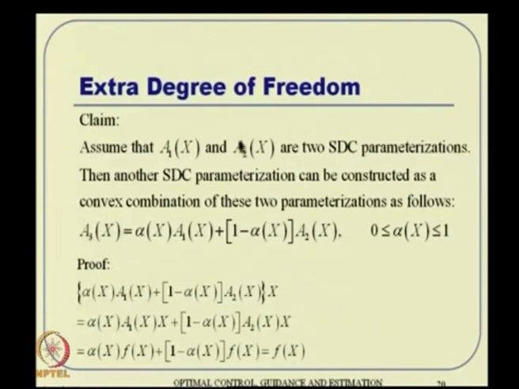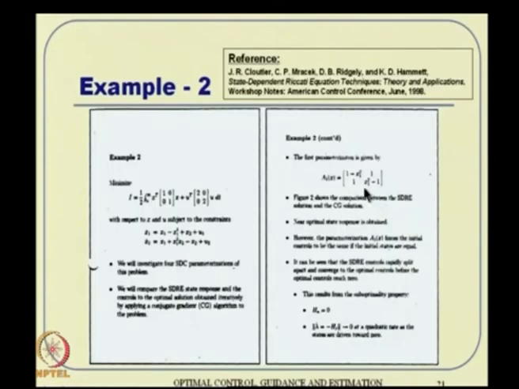In other words, if you know A1 and A2, then you can always construct an A3 like this. Alpha becomes an additional tuning quantity, so it gives us some sort of additional freedom. This alpha can be tuned through some sort of optimization procedure offline. You need not fix it online; you can do it offline, construct an A3 out of A1 and A2, and then operate your SDRE solution based on the A3 parameterization. So, that is the whole idea of extra degree of freedom actually.